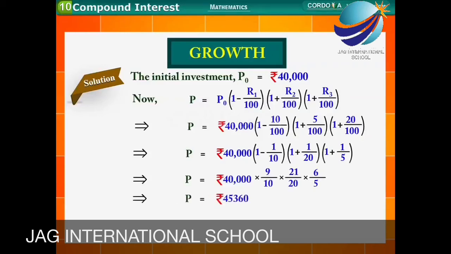This implies P is equal to rupees 45,360. Therefore, net profit is equal to P minus P0, which is equal to rupees 45,360 minus 40,000, which is equal to rupees 5,360.